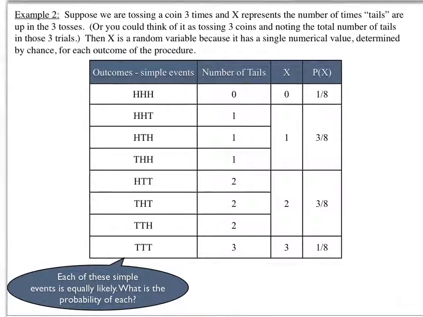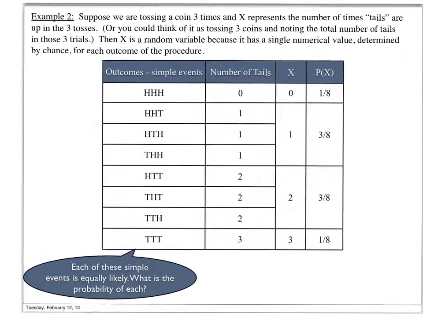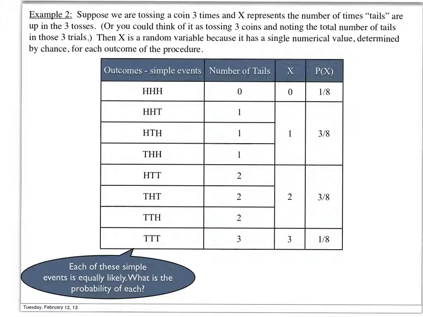For our second example, we tossed a coin 3 times and we let x represent the number of times that tails are up in the 3 tosses. So we see that x is a random variable, and we'll look at the probability distribution of the variable x.